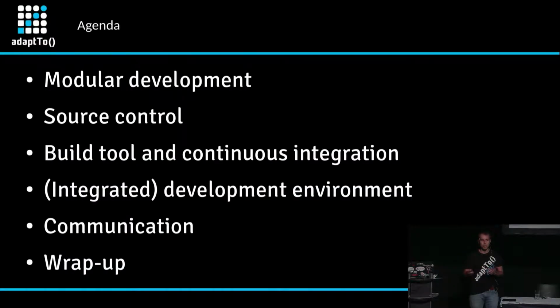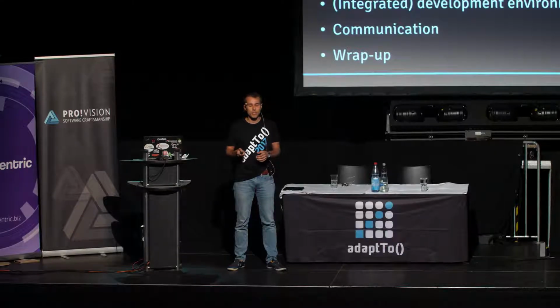Now, for today's talk, I'm going to talk a bit about modular development, obviously. I'm going to break it down into what I see as the 4 or 5 pillars of modular development: source control, build, continuous integration, the IDE part, the development environment, and communication.